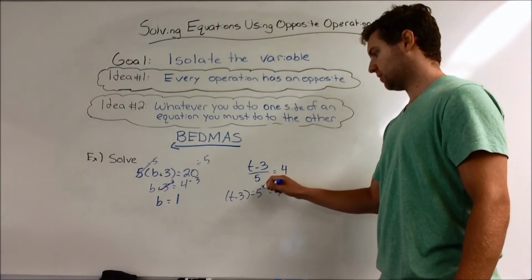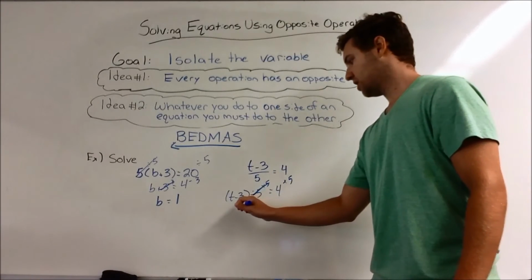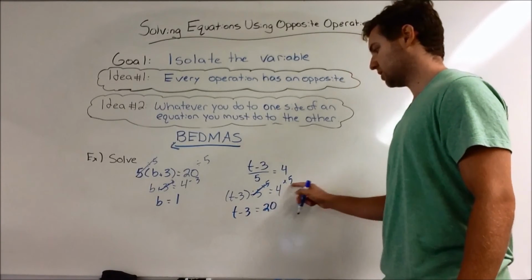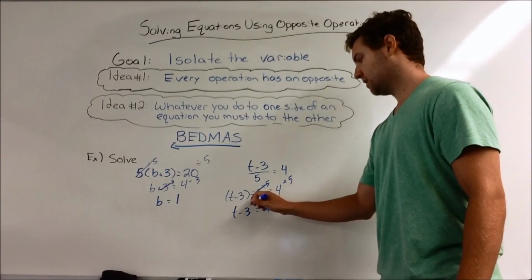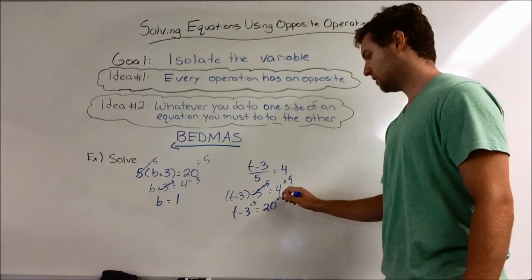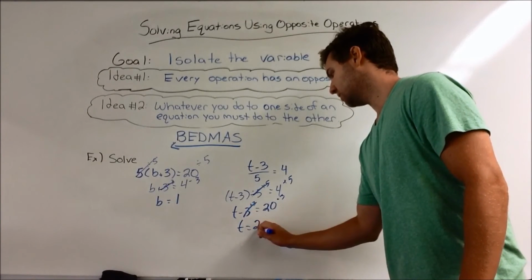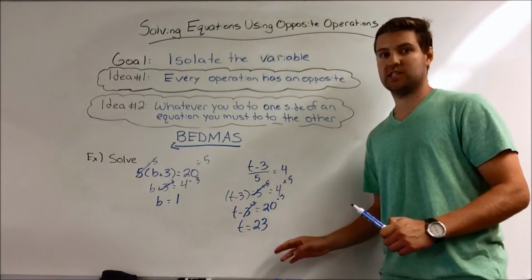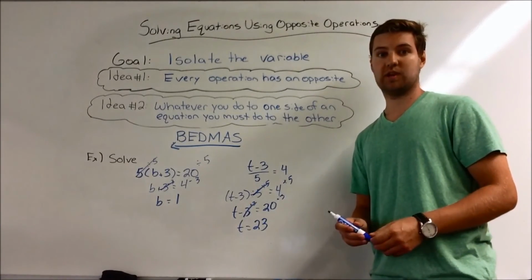So the opposite of dividing by 5 is multiplying by 5. They cancel out, and now we're just left with t minus 3 equals 4 times 5, which is 20. Now the opposite of subtracting 3 is adding 3 to both sides, and we're left with t equals 23. And again, in our next video, we'll go back to this example and make sure that 23 is the correct solution.